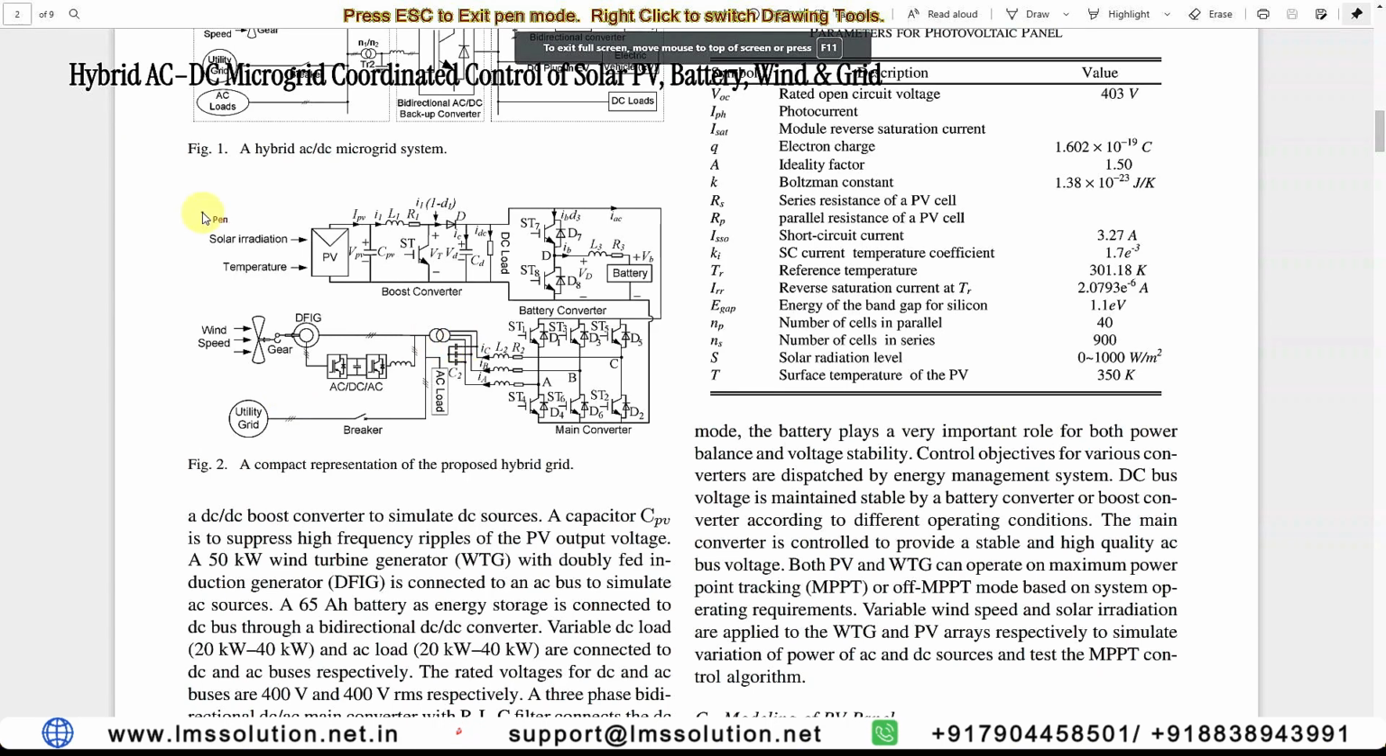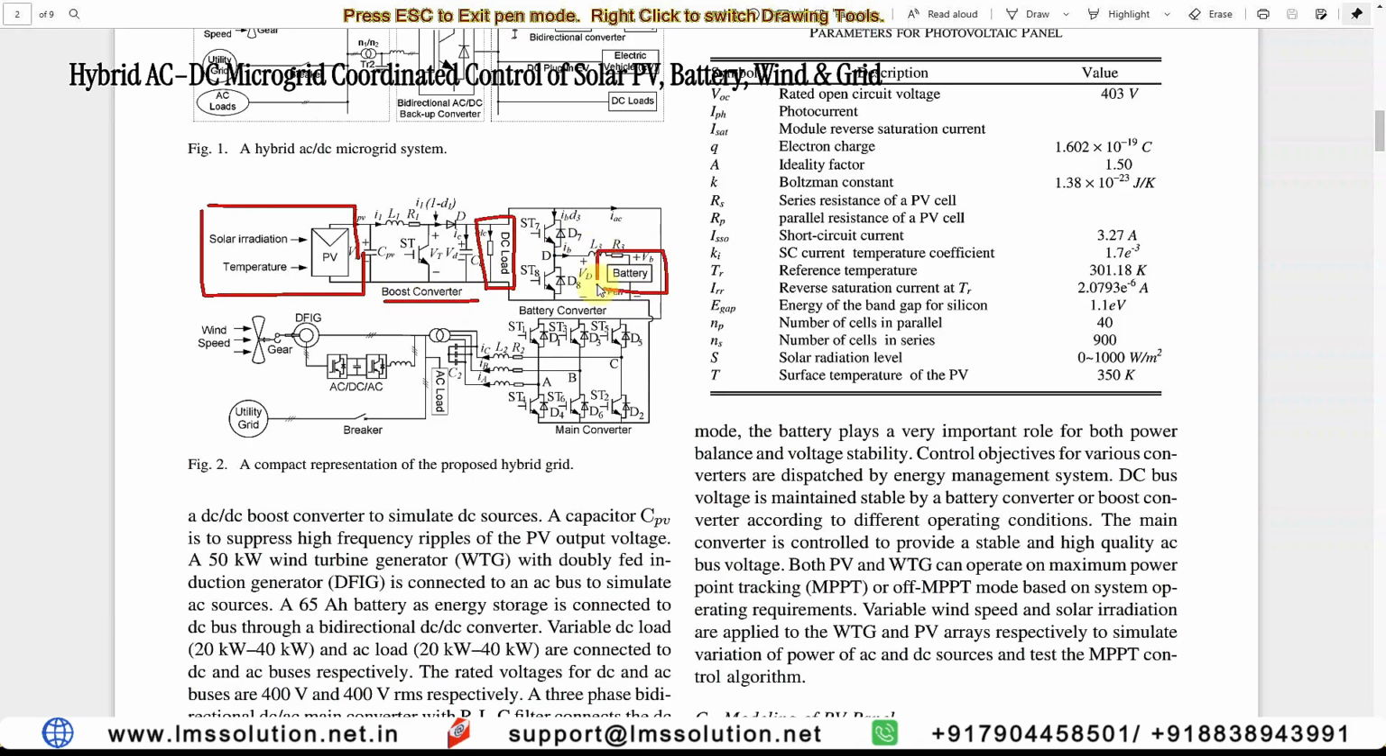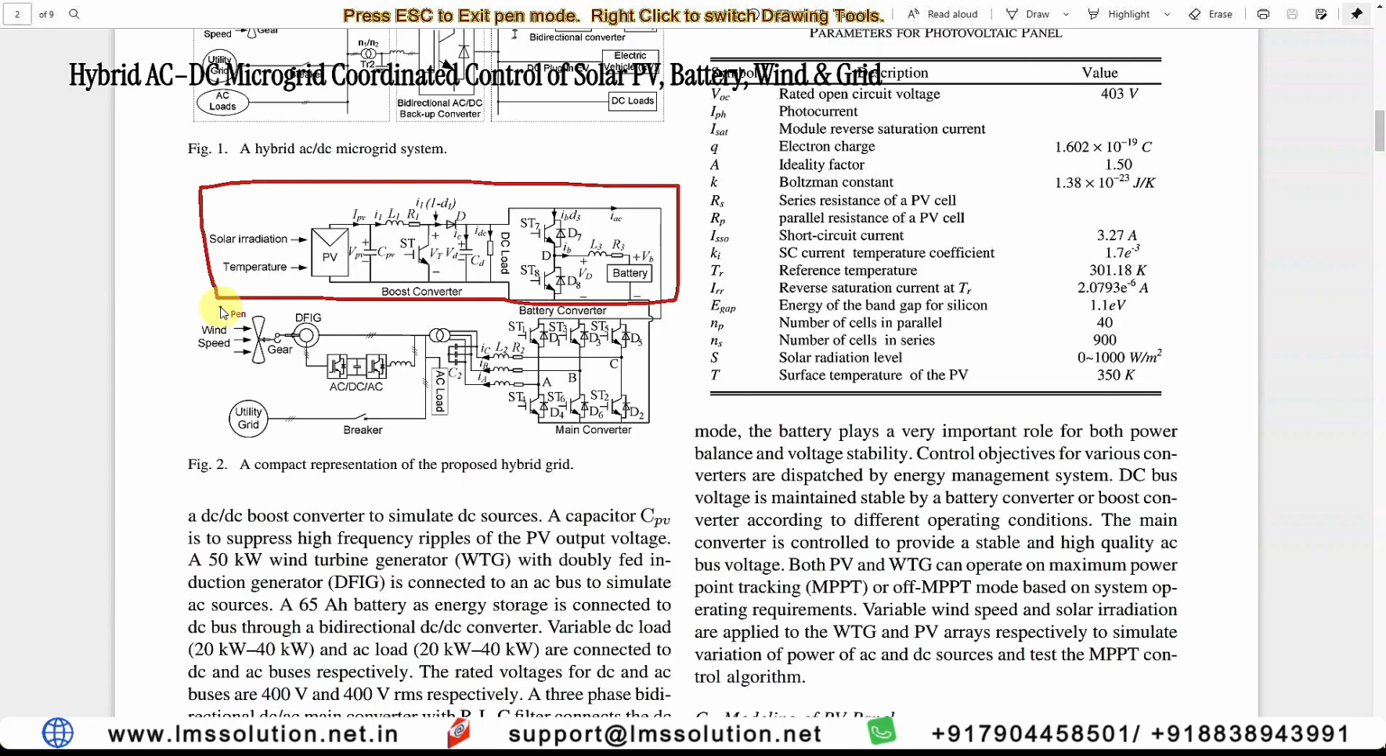It consists of a solar PV panel, then a boost converter, then a DC load, and then it has a battery storage system. It has a bidirectional converter. This section, the solar PV with the boost converter, DC load, and bidirectional converter battery, is going to be considered as the DC microgrid. And then the DC bus is going to be connected to the AC system via this main converter, which is the voltage source converter. This AC voltage source converter acts as a bidirectional DC-AC converter. It also acts as a bidirectional converter.